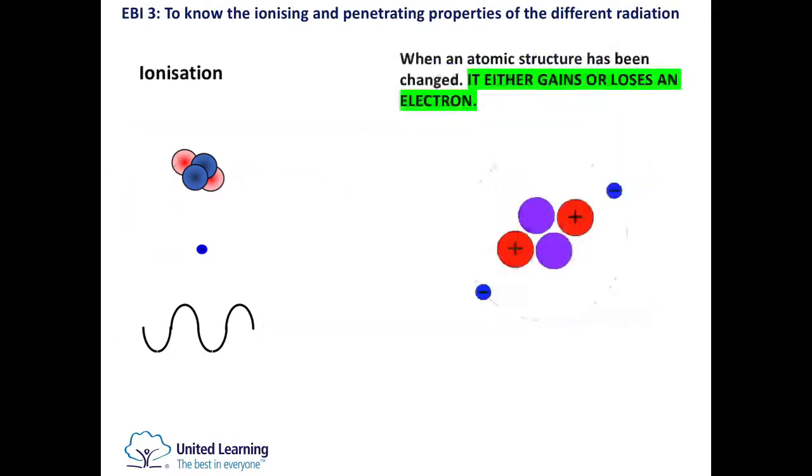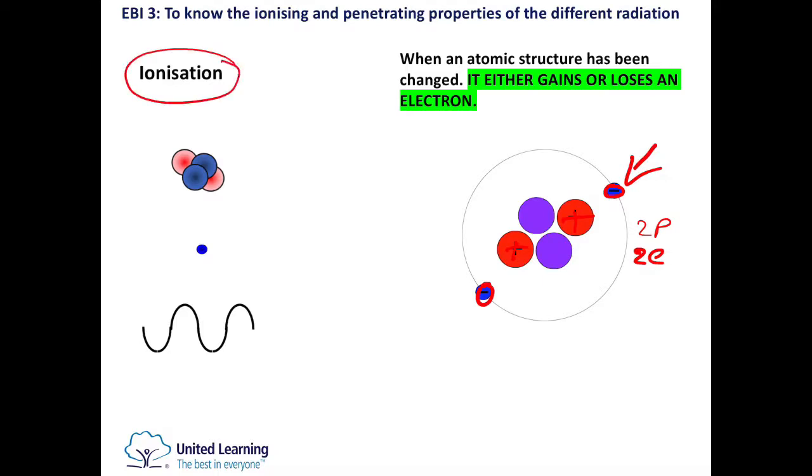Normally, atoms are neutral, and you can see there's an atom over here. This is a helium atom, and they have the same number of protons in the nucleus as they have electrons orbiting around the nucleus. You can see here there are 2 protons, 1, 2, and we have 2 electrons, 1, 2. There's an equal number of them. However, atoms can lose or gain electrons due to collisions or interactions, often with nuclear radiation. And when they do, they form charged particles called ions. And this is what we call ionization. That is when an atomic structure has been changed, so it either gains or loses an electron.